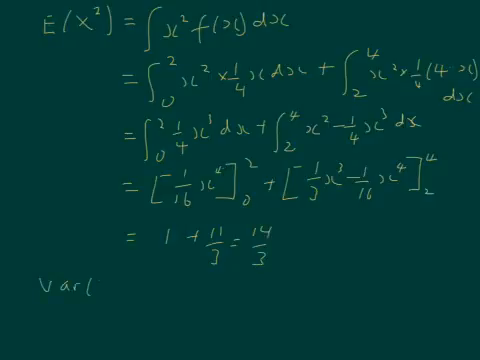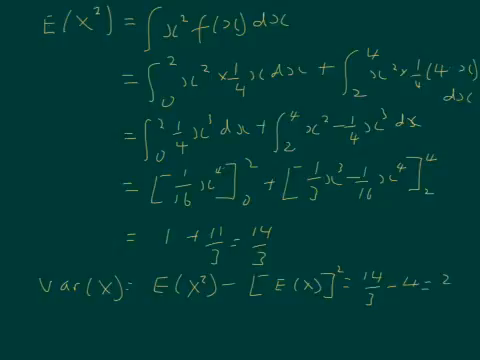So the variance of x, which is the expected value of x squared minus the expected value of x all squared, is 14 thirds. The expected value of x was 2, so take away 2 squared, that's 4, so we get 2 thirds.